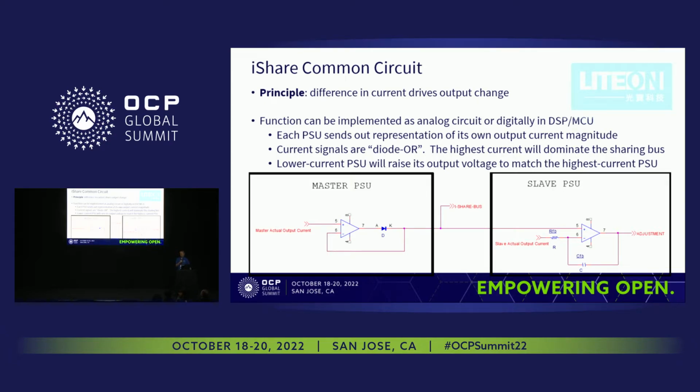The principle is that each PSU will send out a signal to represent the current, and the signal is diode-ORed, so that the highest current will be the master. And the lower current will change the voltage so that it can match the master current. So the typical circuit is as shown on the screen. Every design engineer knows this circuit.